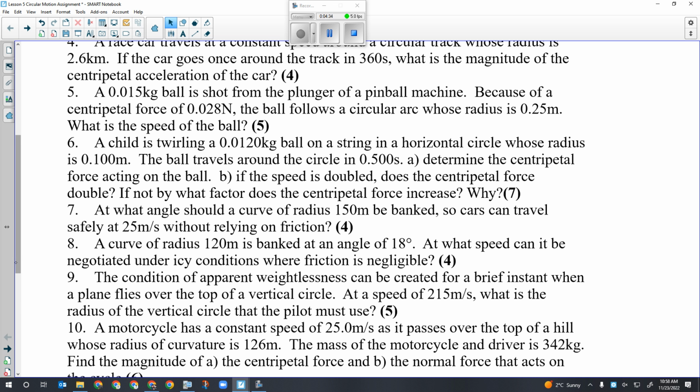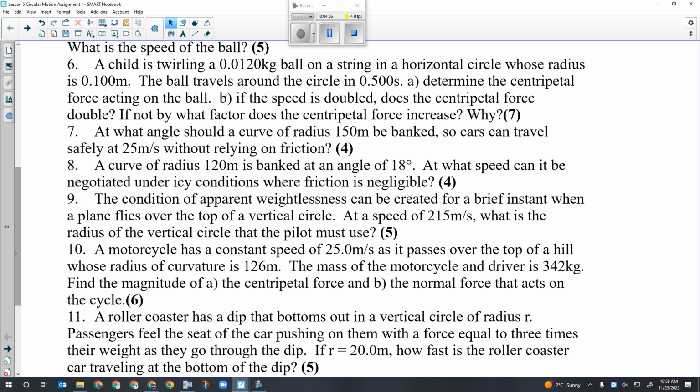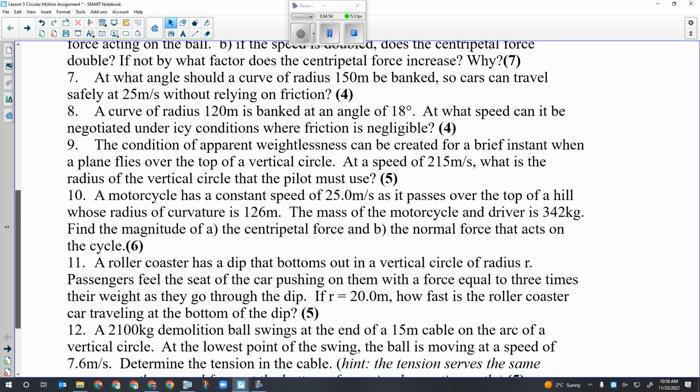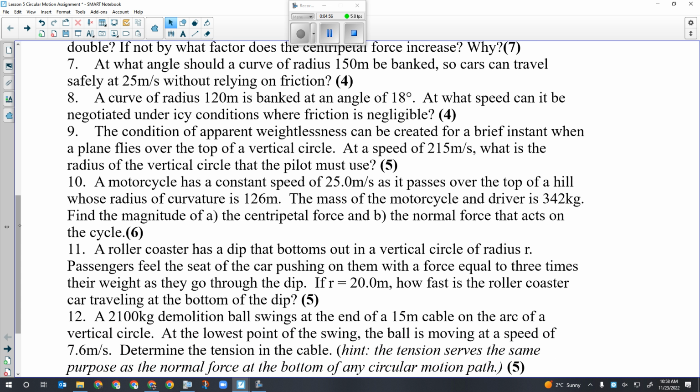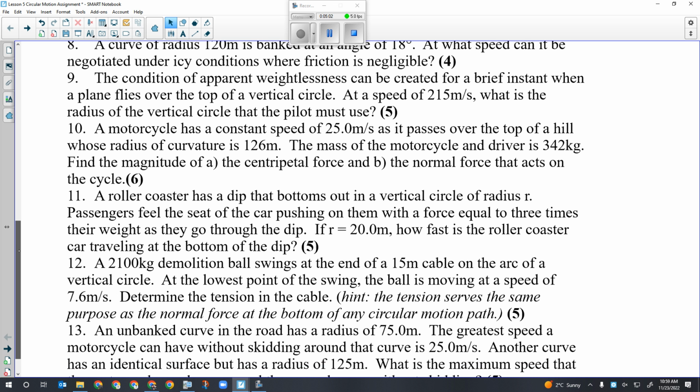For number 7, banked curve question. They're asking what angle it needs to be banked at for a radius and a speed that they give you. Number 8 is a banked curve question as well. They just give you the radius and the angle of bank and ask for speed. That would be under very icy conditions, meaning friction is negligible. Number 9, we're getting into vertical circles here, so they're talking about apparent weightlessness. They're giving you a speed and asking for the radius. We may have done a question like that today.